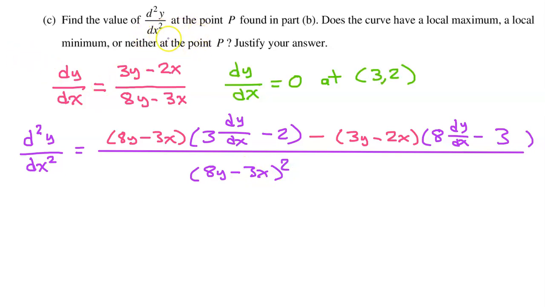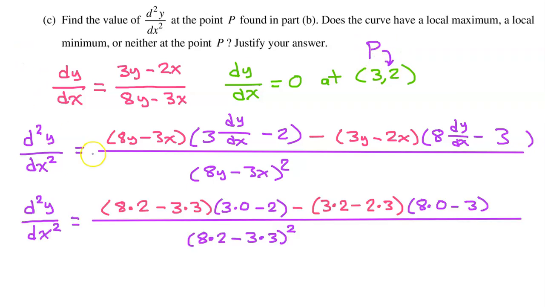Next, we are supposed to evaluate the second derivative at the point P that we found in Part B. And that was the point (3, 2). So let's substitute 3 for all of the x's and 2 for all of the y's. But also remember that dy/dx is equal to 0 at the point (3, 2). So everywhere you see a dy/dx, we're going to substitute in 0. And sure, let's call this point P. So this is what we get after all of that substitution.